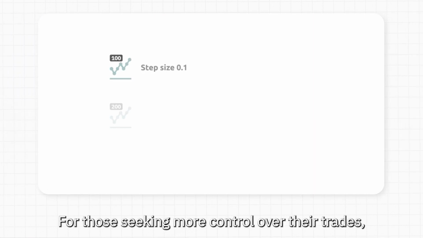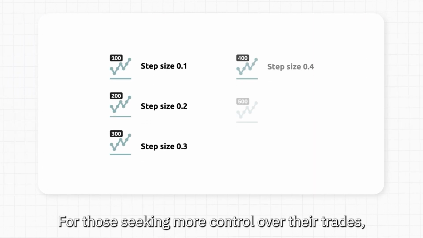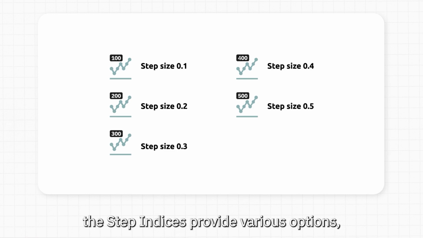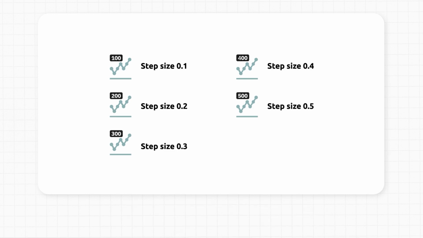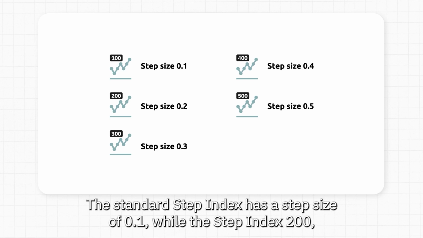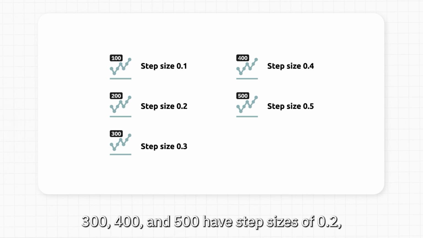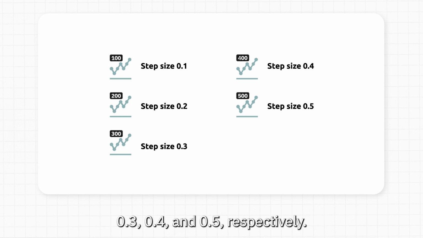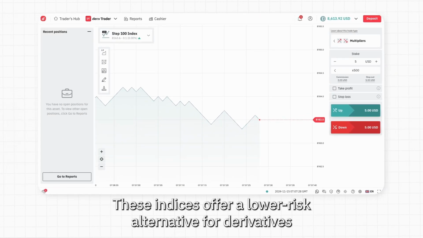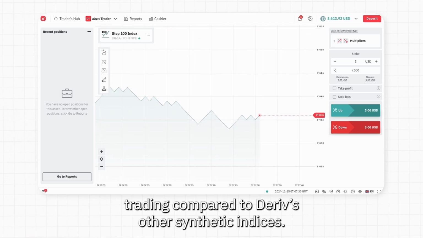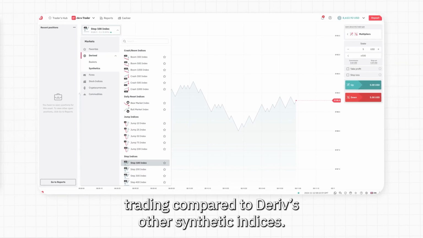For those seeking more control over their trades, the step indices provide various options, with each number representing a specific step size. The standard step index has a step size of 0.1, while the step index 200, 300, 400, and 500 have step sizes of 0.2, 0.3, 0.4, and 0.5 respectively. These indices offer a low-risk alternative for derivatives trading compared to Deriv's other synthetic indices.